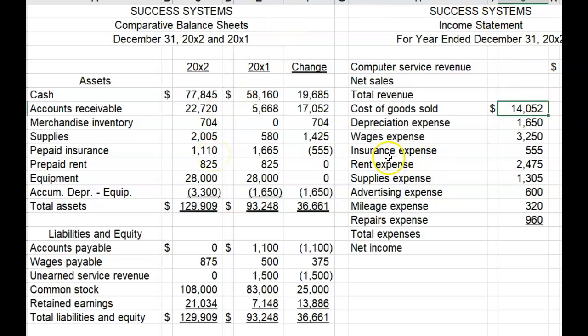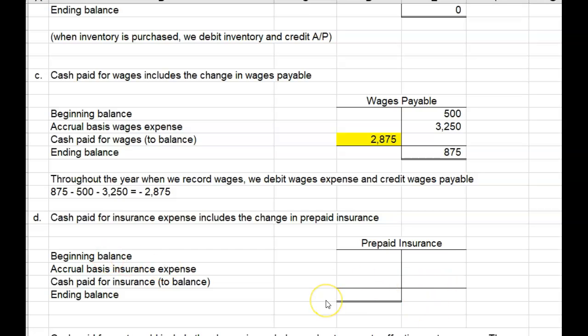You will need the accrual basis insurance expense, and you will need to calculate cash paid for insurance. So here's your T account. Go ahead and calculate cash paid for insurance. And when you finish, start the video again to check your work.